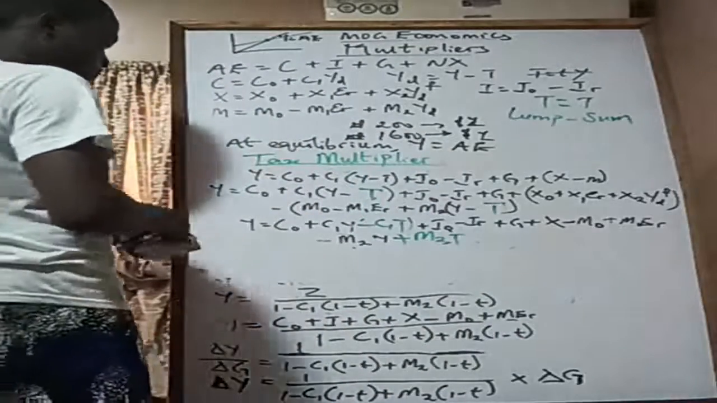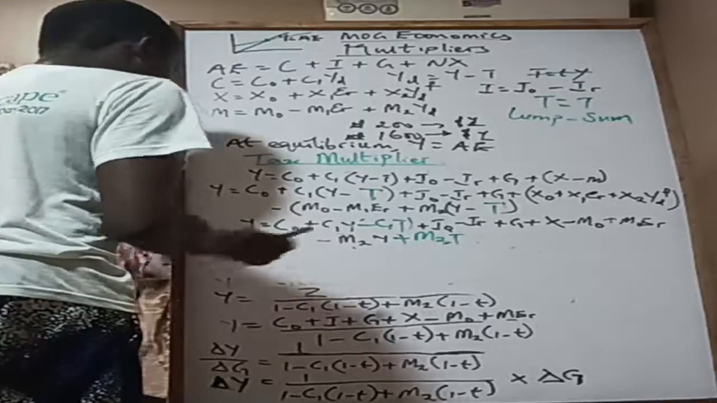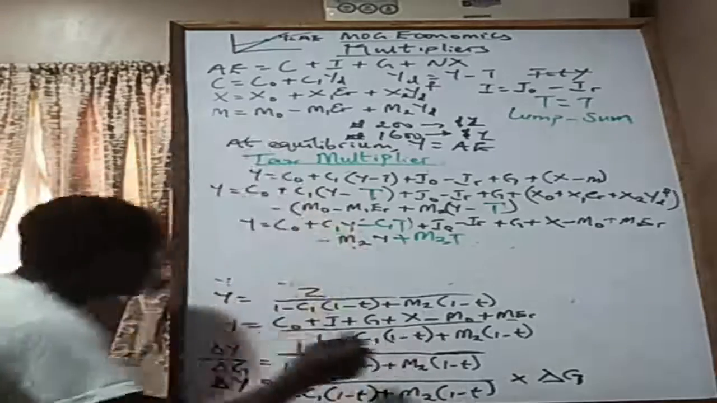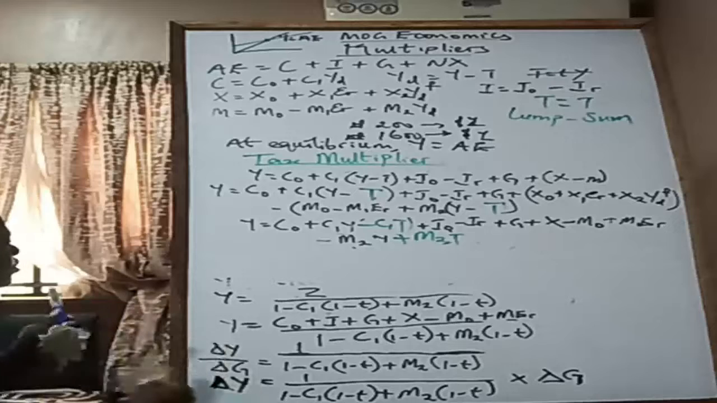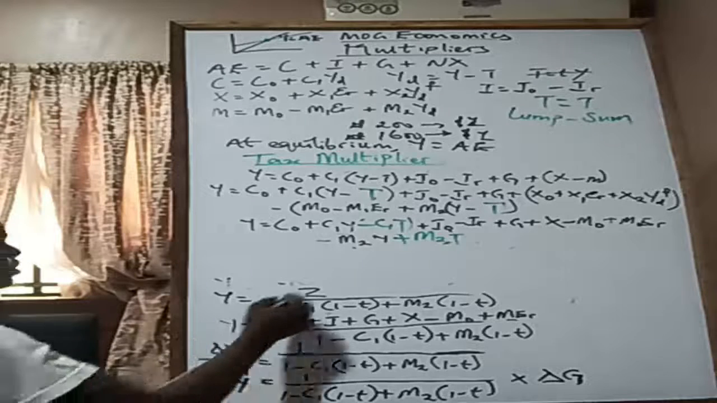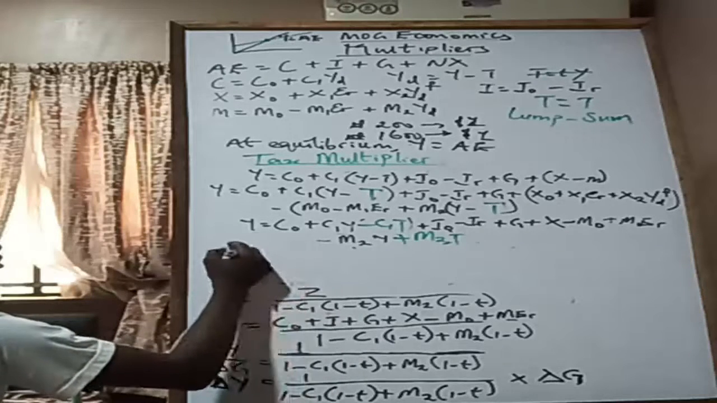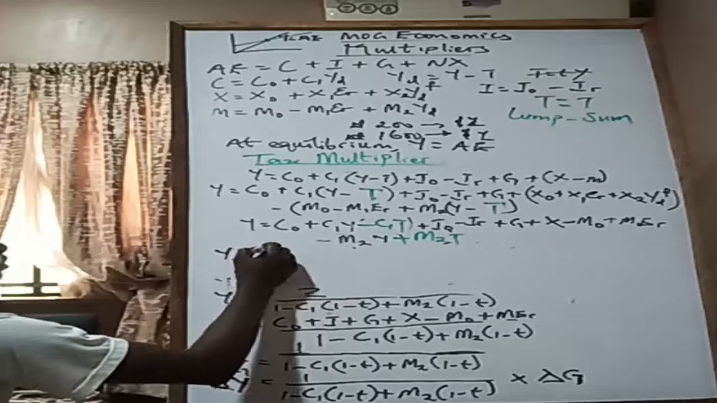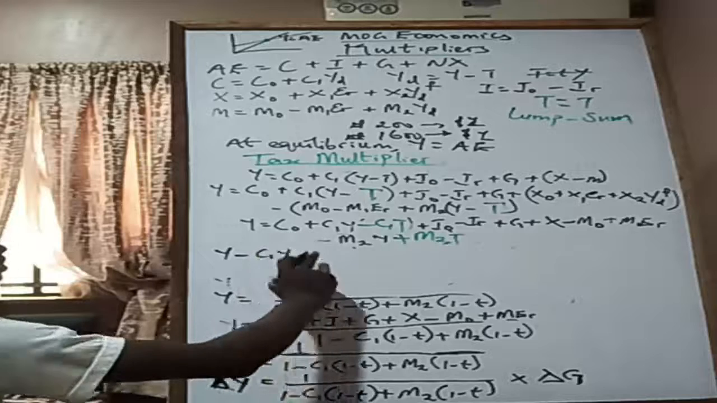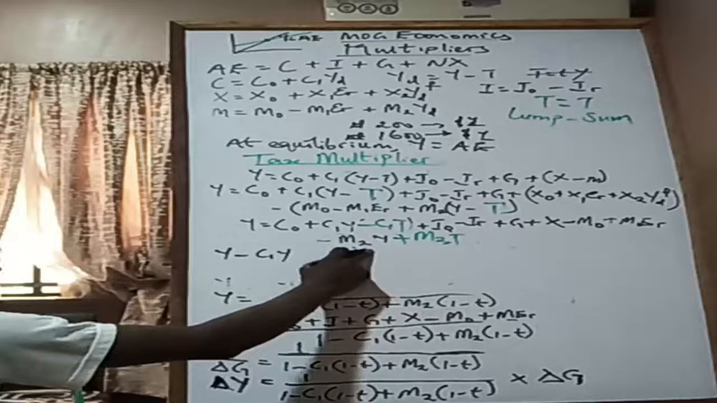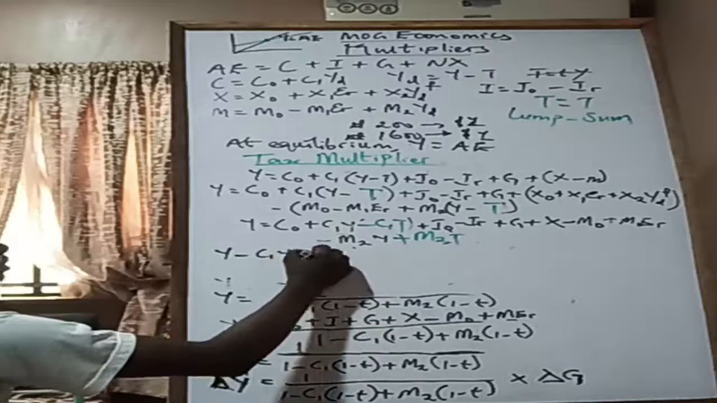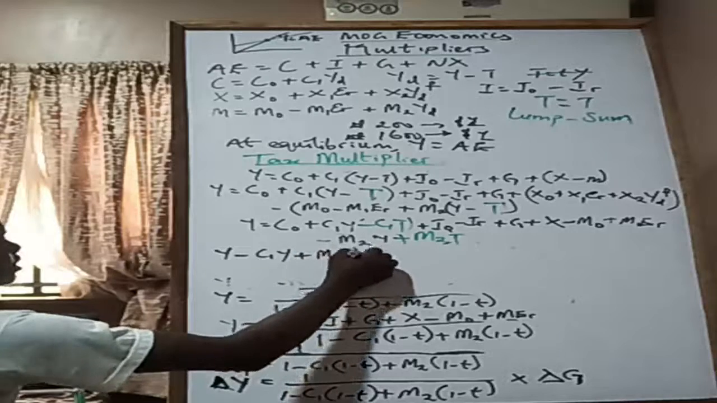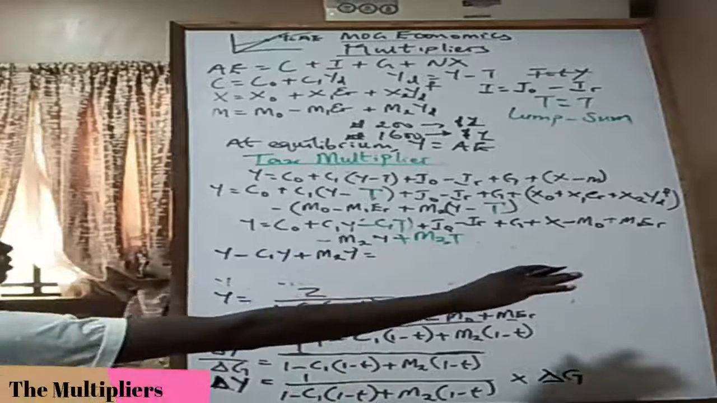All of this is just all about playing with algebra. So, equilibrium income is now going to be Y equals the autonomous term minus c1Y, then the other one that also has Y, plus m2Y. Now this equals all of these things.